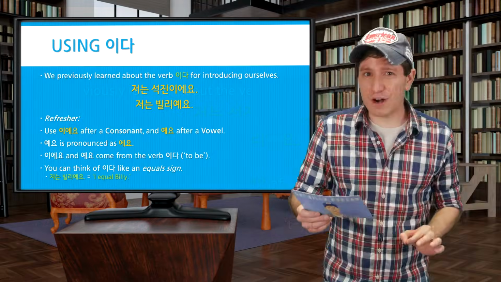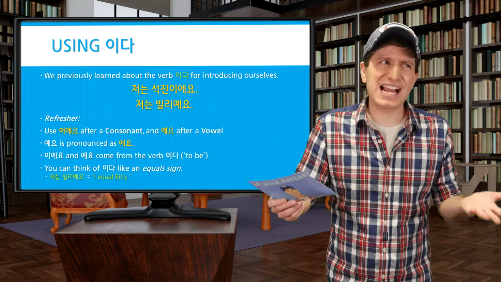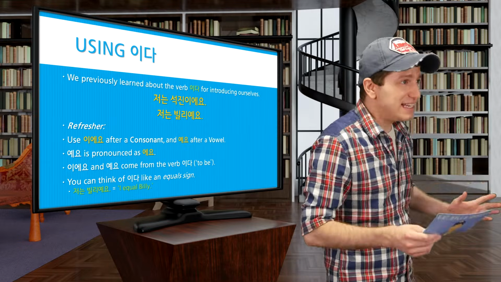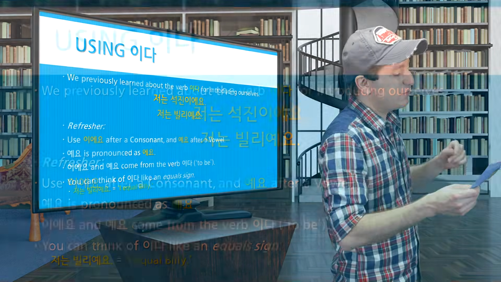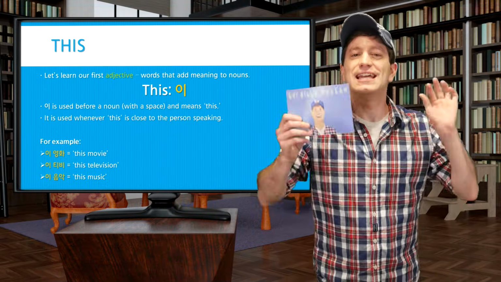So for a quick refresher, you'll use 이에요 after a consonant and 예요, which is actually pronounced as 에요, after a vowel. And you can think of 이다 like an equal sign. So if you're saying 저는 빌리예요, what you're really saying is I, as for me, I equal I am Billy. Now let's learn how to say this and that.